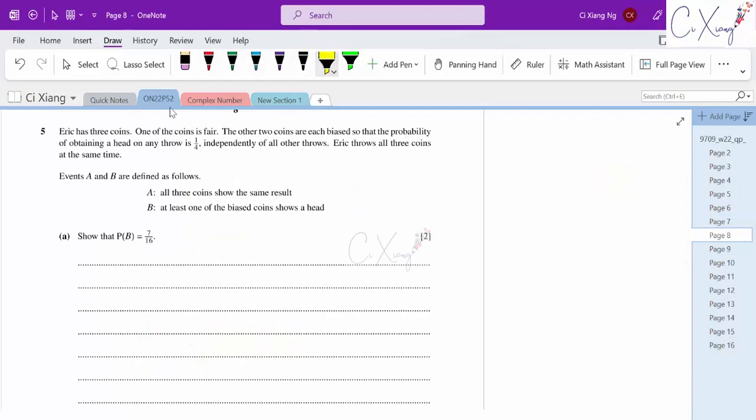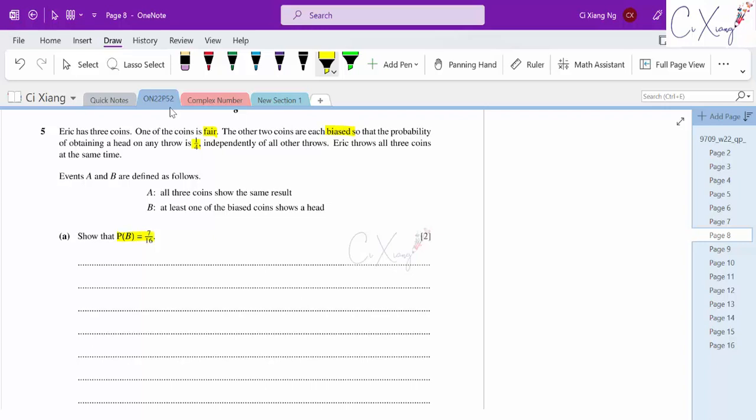Eric has 3 coins. One of the coins is fair. The other 2 coins are each biased so that the probability of obtaining a head is only 1 over 4, independently of all other throws. Eric throws all 3 coins at the same time. We have events A and B defined as follows. For event A, all the 3 coins show the same result. And for event B, at least one of the biased coins shows a head. And now they want us to show that the probability for event B is 7 over 16.